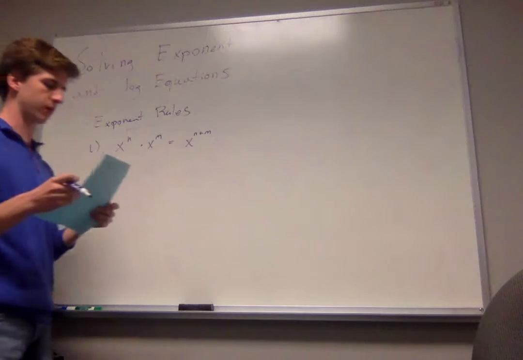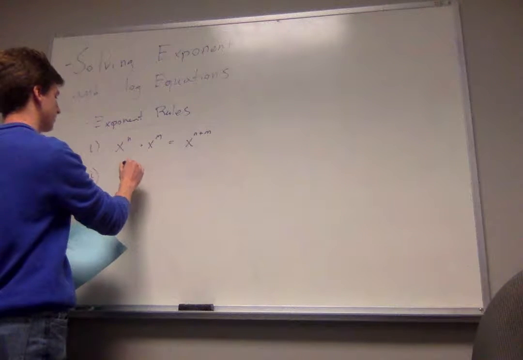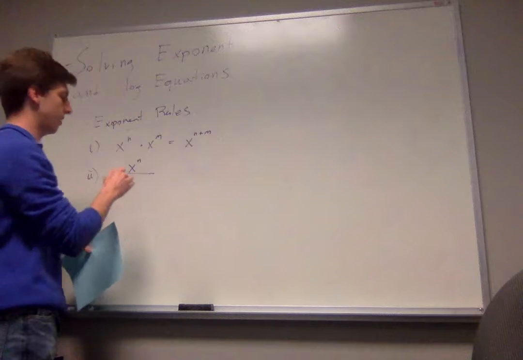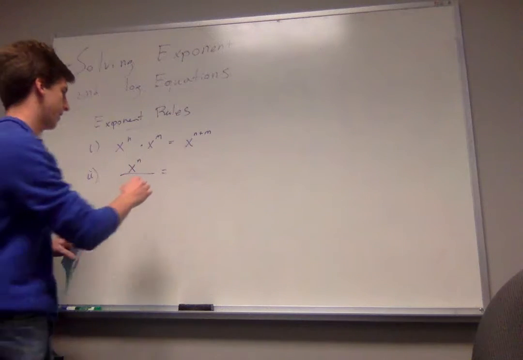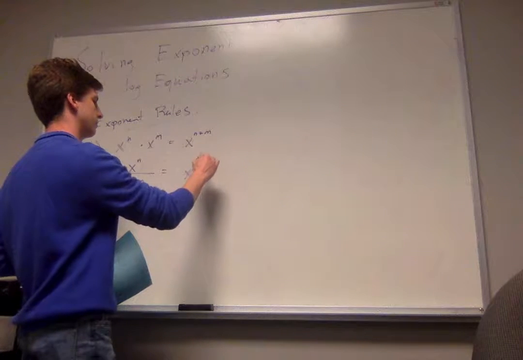The second rule is that when you have a quotient that involves x and its powers, say you have x to the nth, and you're dividing by x to the m, you can simplify this and write it as just one power, x to the n minus m.